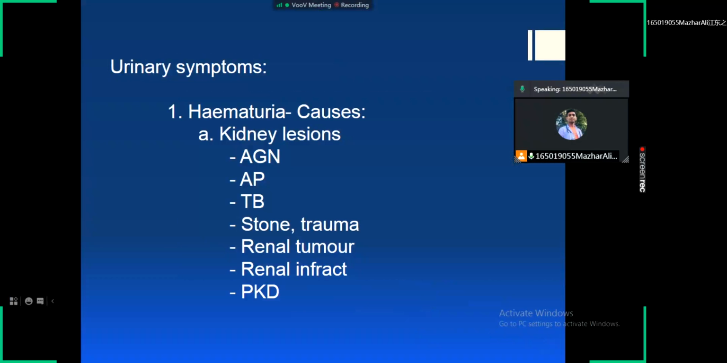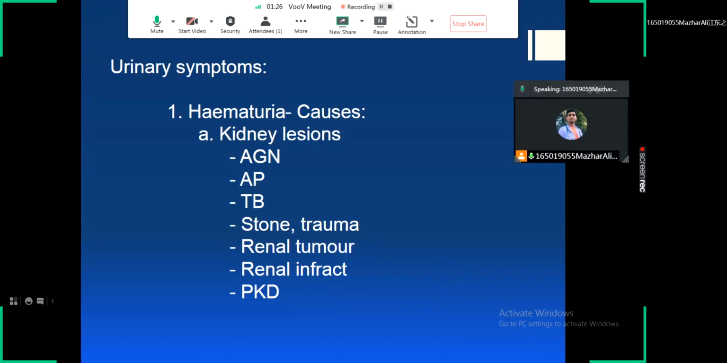Before starting, I would like to talk about the urinary symptoms. As you can see in that slide, there are a lot of urinary symptoms. I will talk about further symptoms in the next PPTs. Our first symptom will be hematuria. Hematuria means blood in urine.